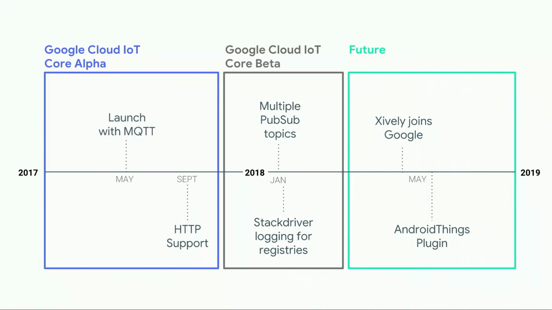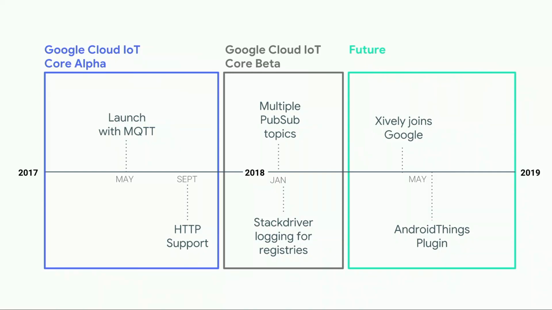A year ago when we launched, each registry, remember those buckets of devices, mapped one-to-one to PubSub. So any device data that was coming into your registry would only go into a single bucket of PubSub. We've now added the ability to map multiple PubSub topics to a single registry. So you can shard your data that way. You can organize your data into multiple PubSub topics. We've added Stackdriver logging so that you can monitor your health through Stackdriver, which is a logging and monitoring tool that we've got. I forgot to mention it before.